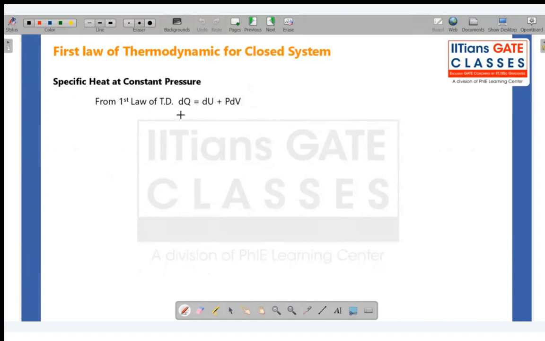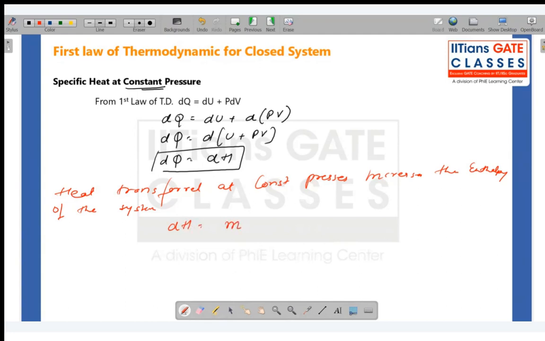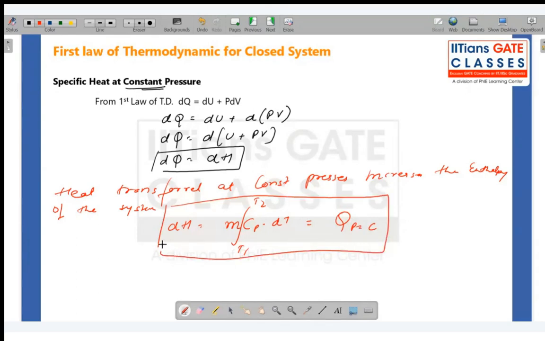Now, what about constant pressure? Again, I have done this for you. dU plus, I know it is constant pressure, so I can take P inside. In the last class, I did the same thing. dQ is equal to dU plus d(PV). dQ is equal to dH. So can I write that heat transferred at constant pressure increases the enthalpy of the system? Now what is dH? dH is equal to m Cp dT, from T1 to T2, and this is basically the heat transfer at constant pressure. This much is clear.